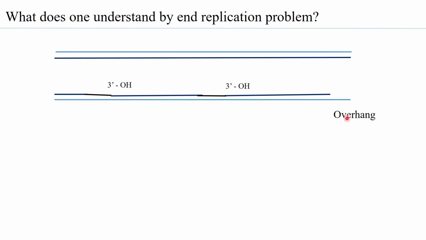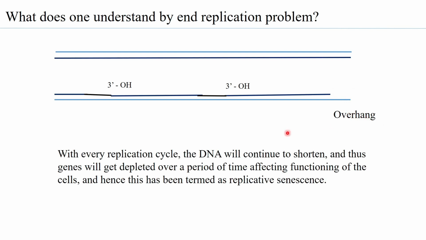So what you have over here is what is called a 3' overhang. With every replication cycle, in the next replication cycle, these two will become the templates. So you can already see that one template is shorter than the other template. Now, when the lagging strand of these templates is being synthesized, again you will have it getting shorter every cycle. So this is something that is a problem.